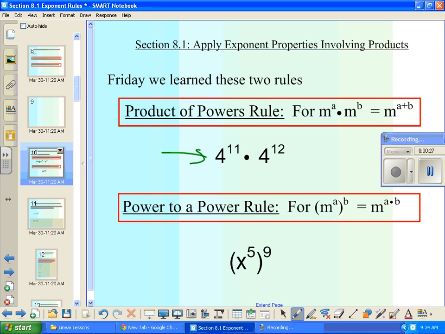base, then what I could do is, remember this is kind of like 11 different 4s multiplied together. And this one is like 12 different 4s multiplied together. And then if I multiply those, what it's really like doing is multiplying 23 different 4s together. So really I can just add those two exponents and say this is 4 to the 23rd. And that's a nice rule I can use to kind of shortcut to the answer.